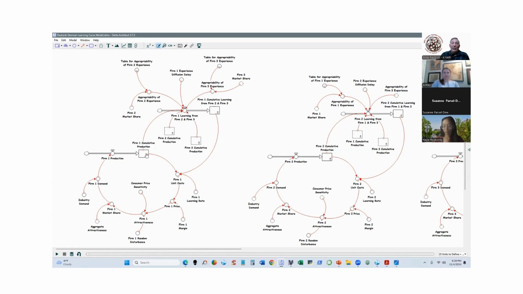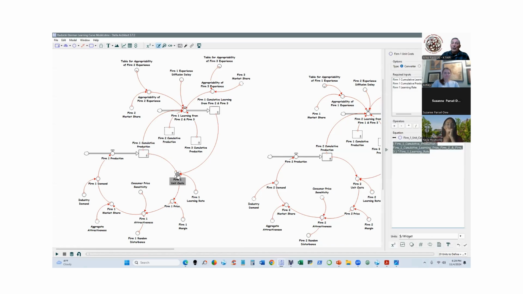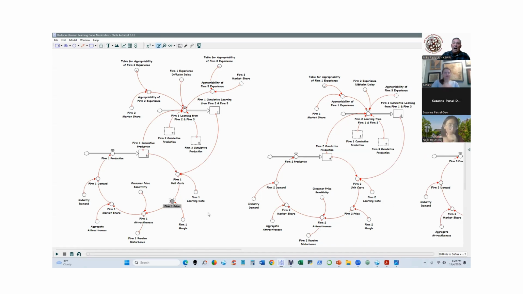And that would be added to their personal knowledge. So the knowledge from others plus their knowledge is the total knowledge or experience. And then it goes into a learning curve. They choose in this model to lower price to try and capture market share, which makes their widget more attractive in the marketplace.